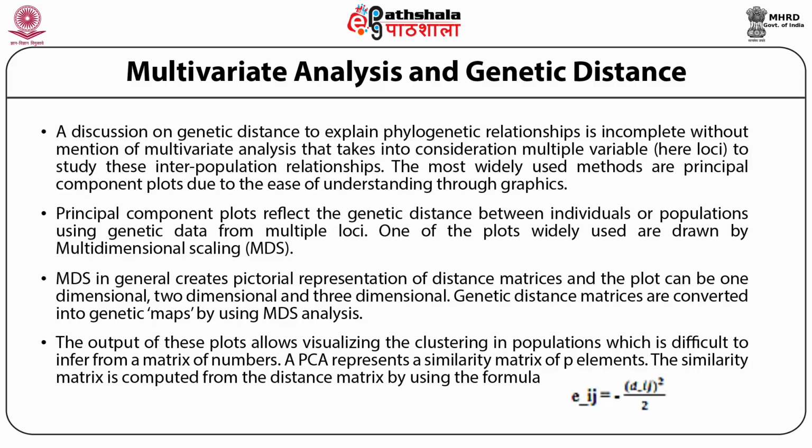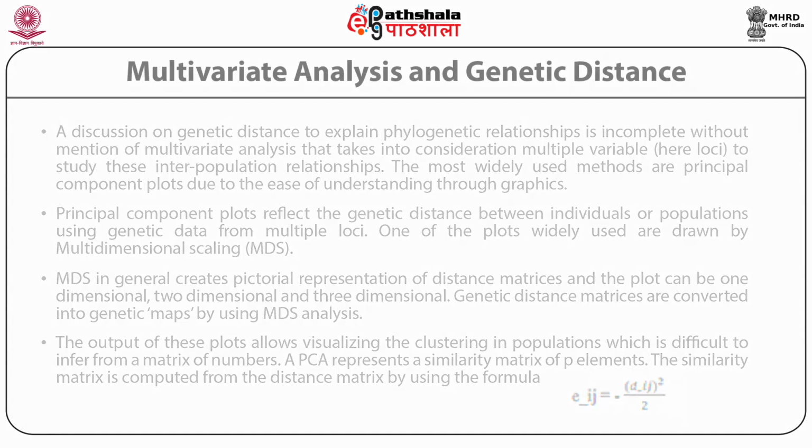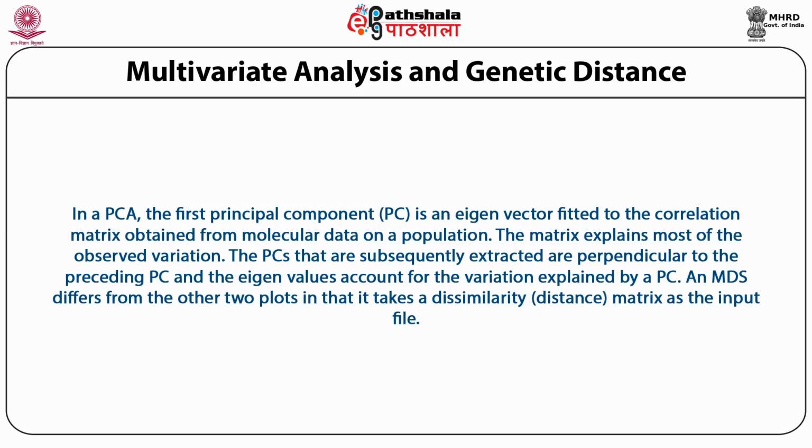numbers. A PCA represents a similarity matrix of P elements, and the similarity matrix is computed from the distance matrix by using a formula. In a PCA, the first principal component is an eigenvector fitted to the correlation matrix obtained from molecular data on a population. The matrix explains most of the observed variation. The PCs that are subsequently extracted are perpendicular to the preceding PC, and the eigenvalues account for the variation explained by a PC. An MDS differs from the other two plots in that it takes a dissimilarity, distance, or matrix as the input file.